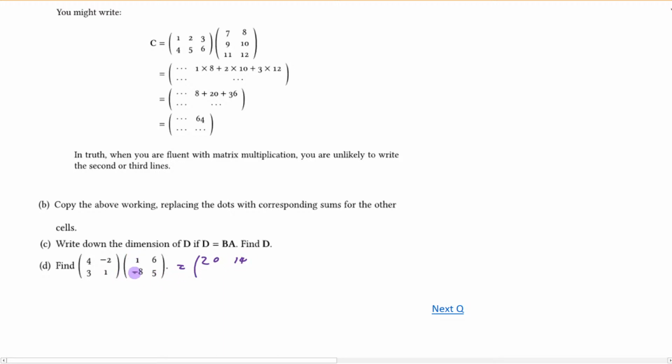3 times 1 and 1 times minus 8, that gives me minus 5. 3 times 6 is 18, and 1 times 5, that's going to give me 23. Right, let's have a look at the next question.